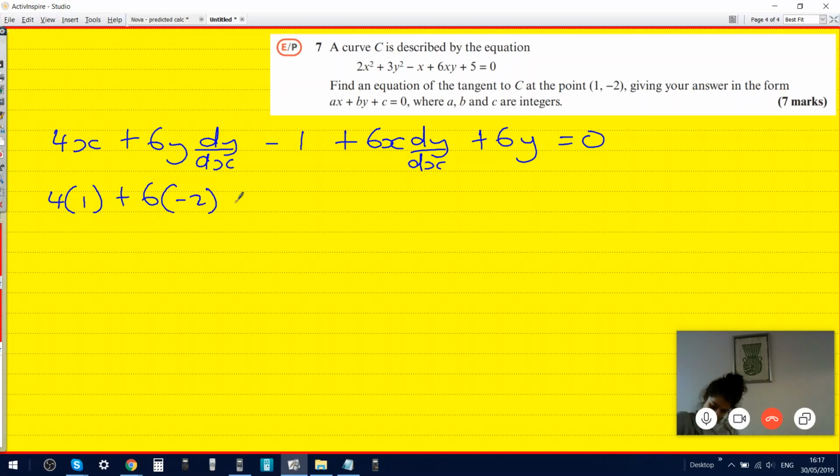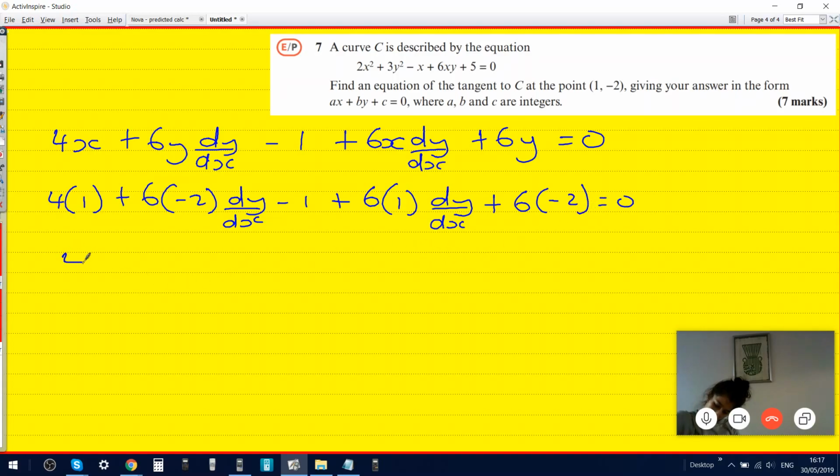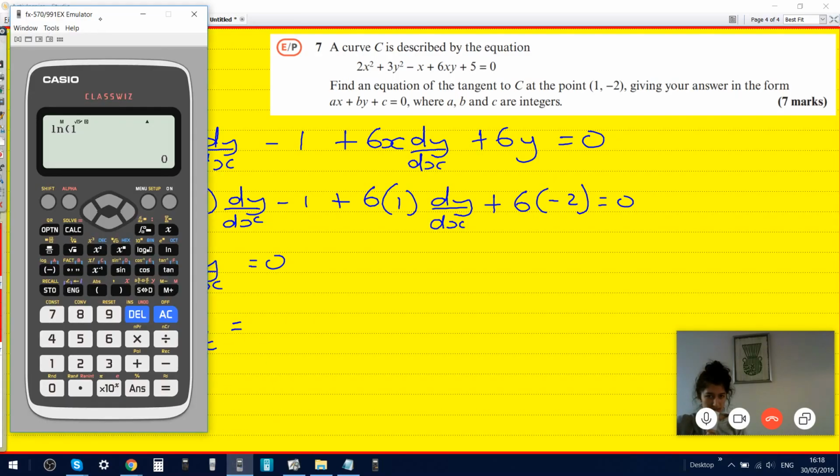And don't forget your method mark of writing them down in a bracket instead of x and y. 4 times 1 plus 6 times minus 2 dy over dx minus 1 plus 6 dy over dx equals 4 minus 12 dy over dx minus 1 plus 6 dy over dx, 3 equals... Is that what equals it? So if you put 12 and then minus 6 equals 6 dy over dx. Dy over dx equals a half, and then it's the tangent, so that minus 2.